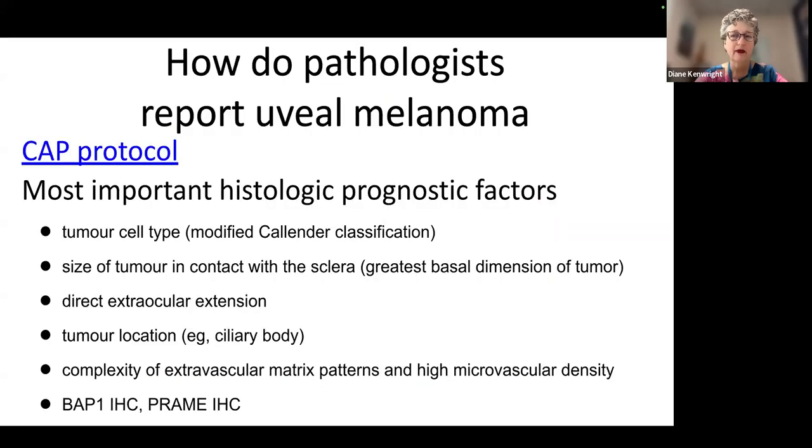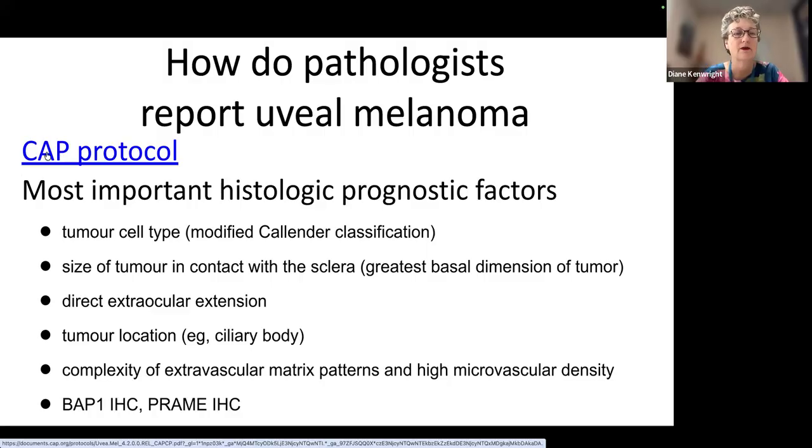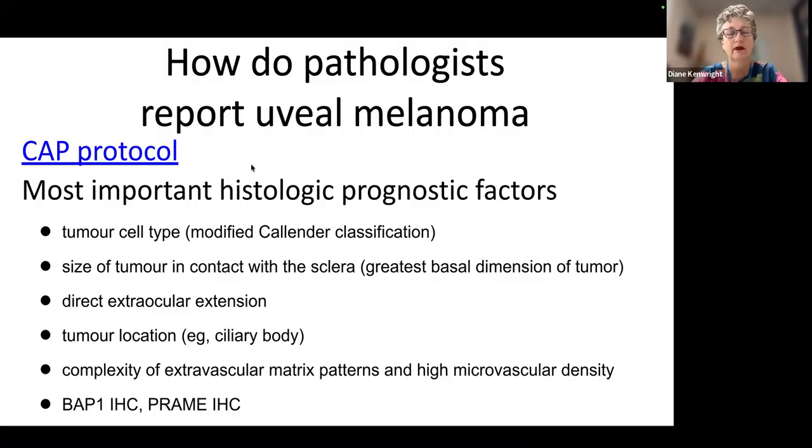All right, how do we report uveal melanoma? We report uveal melanoma using the CAP protocol, the College of American Pathologists protocol. It is quite long. I do encourage you to click on the link and go and have a look, and then you'll understand your pathologist better. But the most important prognostic factors that we record from the CAP protocol are the tumor cell type, spindle or epithelioid, the size of the tumor in contact with the sclera. So this is the basal diameter of the tumor.